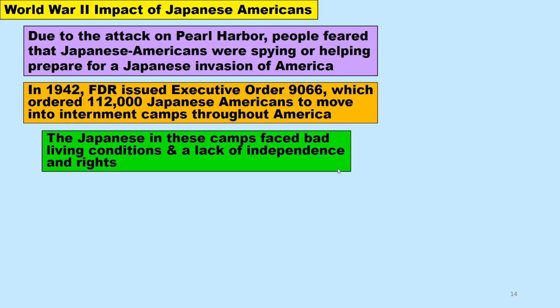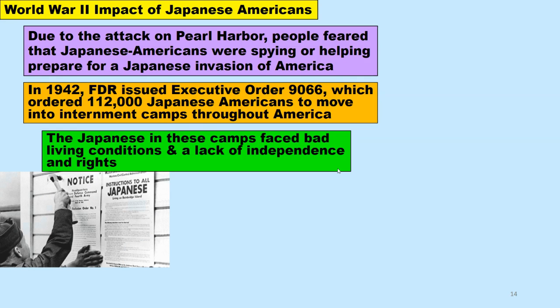And let's face it, internment camps are prison camps. That's what it was. Okay, they weren't allowed to leave unless, awkwardly enough, they agree to join the military and then they get sent into Europe. But we'll talk about that a little bit more later. All right. But the Japanese in these camps, they face horrible living conditions, a lack of independence, a complete lack of rights.